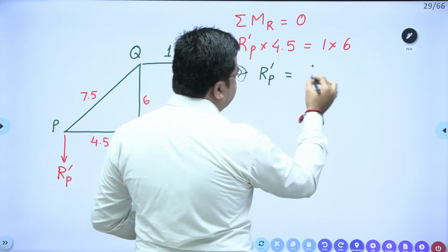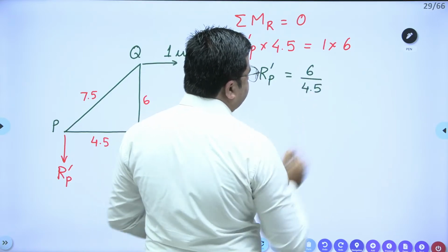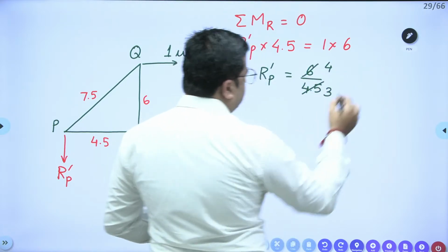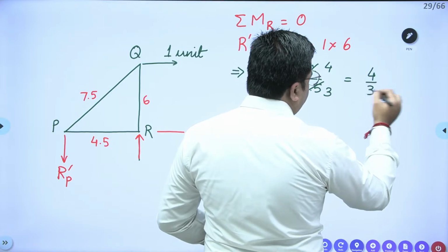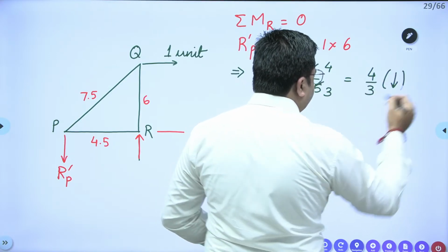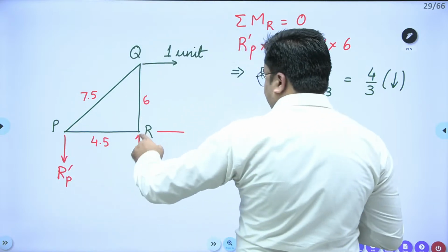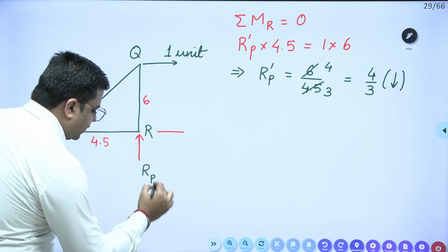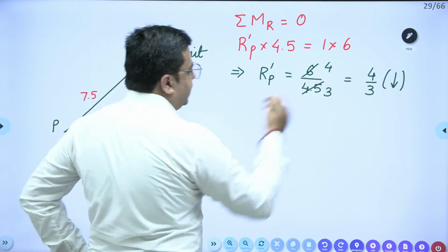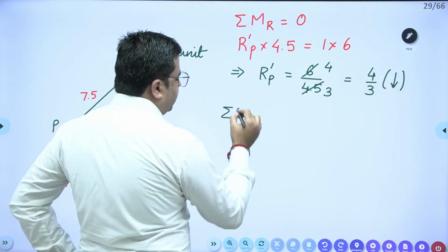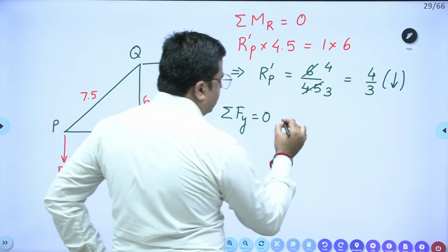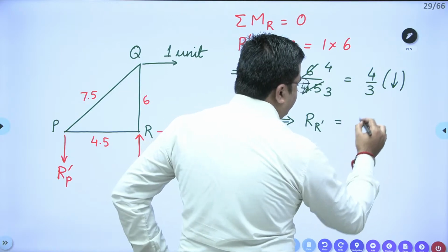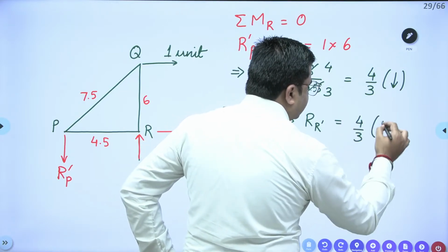So Rp dash is 6 by 4.5, so this is 4 by 3, and the nature is downwards. Similarly, the vertical reaction at R, this Rr dash, will be in the upward direction, and by considering the summation of vertical forces to be 0, this Rr dash is equal to 4 by 3 but in the upward direction.